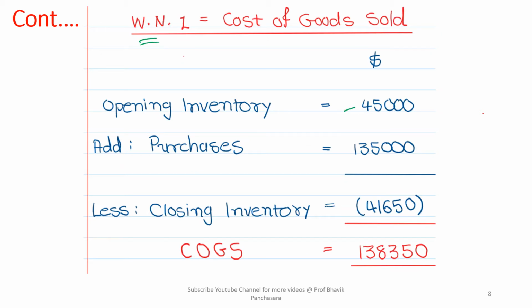Opening inventory 45,000 plus purchases 135,000 and deduct closing inventory, that is 41,650. So cost of sales or cost of goods sold we have here is 1,38,350.